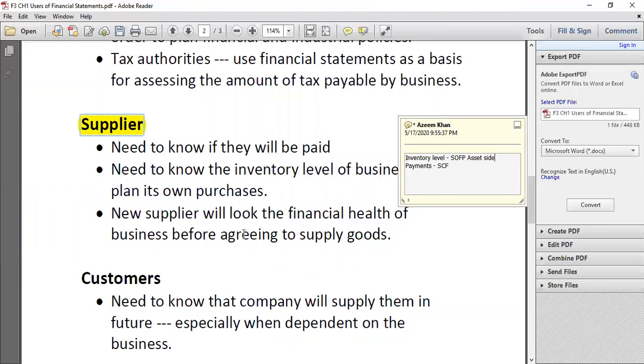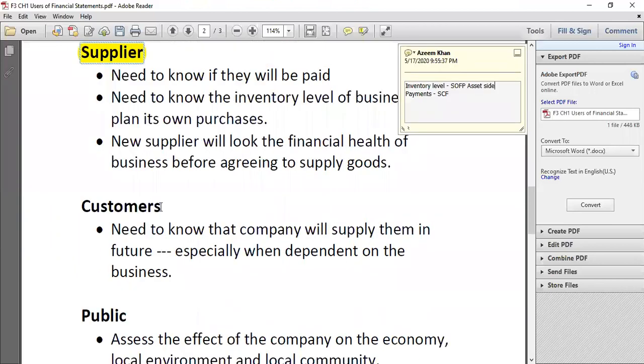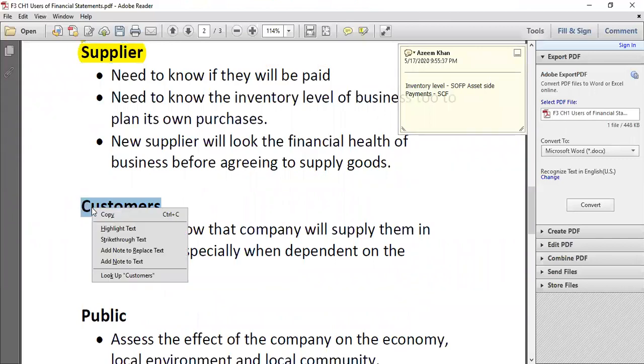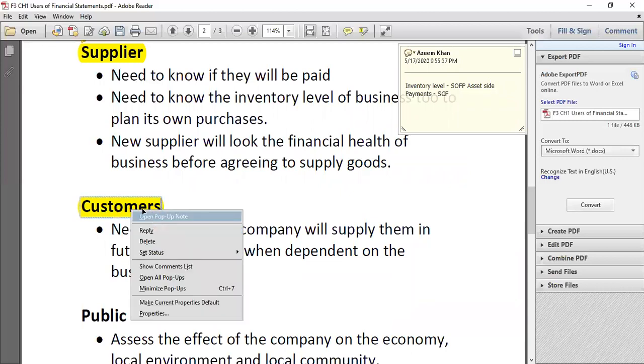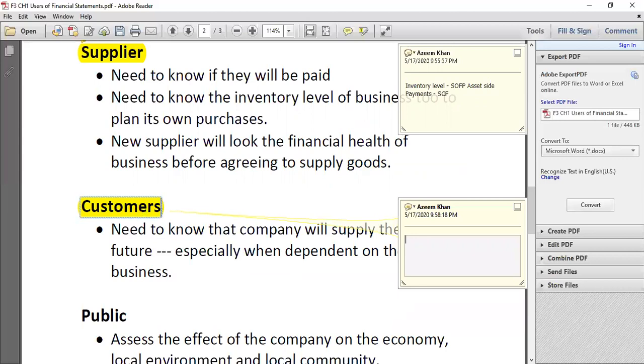Okay. Next one, customers. So customer is also the users of financial statement, and customer will use the financial statement to make their decision. Same like supplier, for the customer, which factor is very important? Inventory level is very important. So customer is doing what they are purchasing goods from the company. Supplier is doing what they are selling goods to the company.